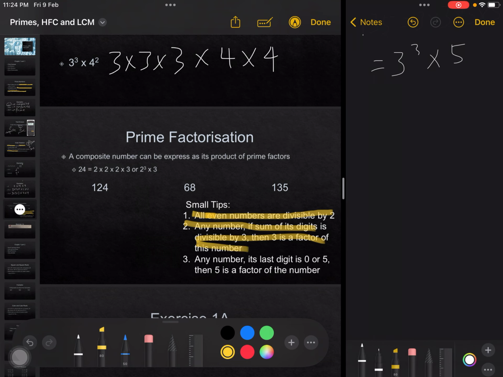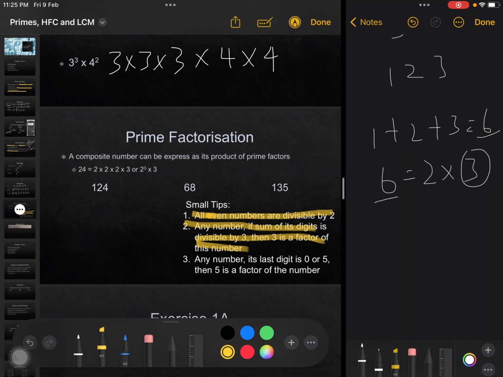Okay, so let's say for example we have the number 123. How do we know whether this number 123 is divisible by 3? Very simple. We just sum the digits up. So 1 plus 2 plus 3 equals 6. And 6 is a multiple of 3, or I can say that 6 equals 2 times 3, right? So 3 is a factor of 6, then 3 will be a factor of 123.